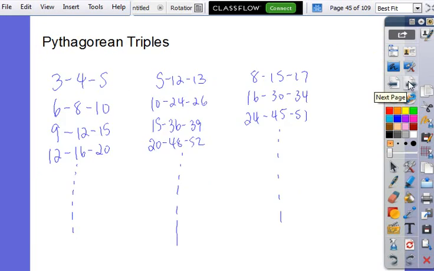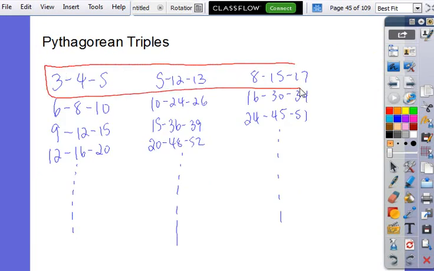If you can remember these right here, that would probably help you out and make things easier. Where do the other numbers come from, like the 6, 8, 10, 9, 12, 15? Take those and start multiplying. 3 times 2, 4 times 2, 5 times 2. 3 times 3, 4 times 3, 5 times 3.